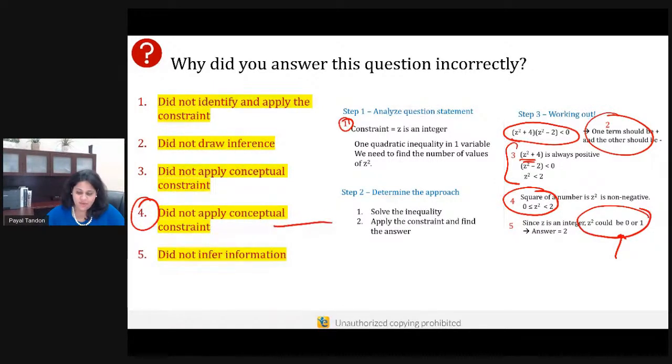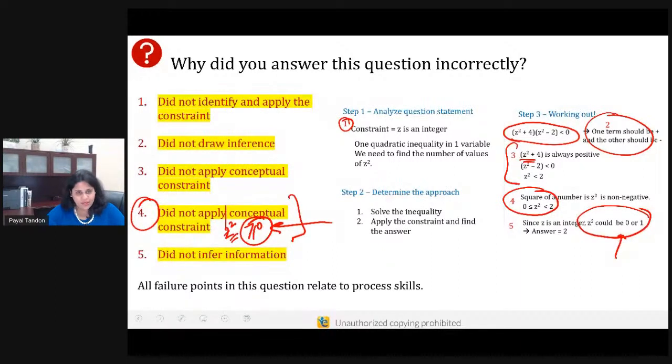So if you write down quadratic inequalities as the reason in your error log, then what corrective action will you take such that you don't make this mistake again? So you need to be very specific about what entries you make in your error log. In this case, you did not apply the conceptual constraint that comes with square of a number. That is, that square of a number is greater than or equal to 0. That is the constraint. So equal to is something that you have to make sure you don't repeat that, okay?